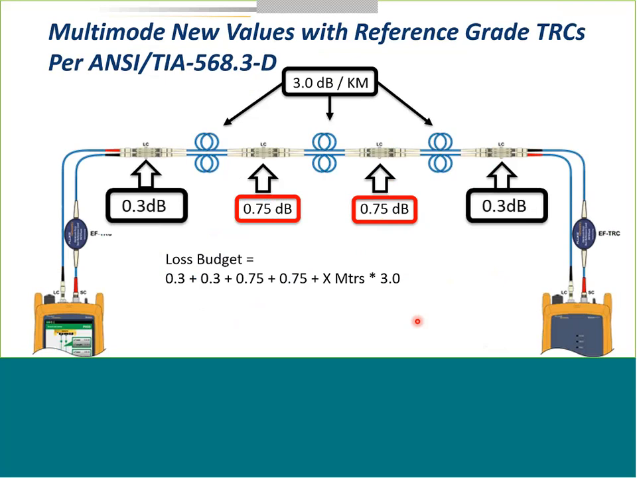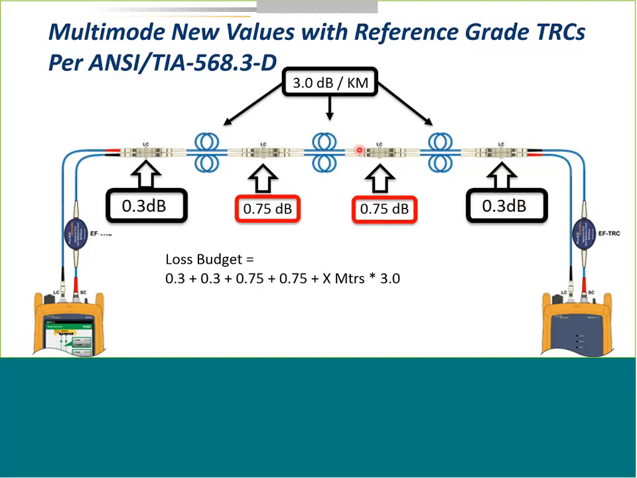Let's take a look at this in a multimode example. Again, this is the ANSI TIA 568.3-D. The new loss budget value for your reference grade to standard grade connection is 0.3 dB. And we send from a reference grade connector, an encircled flux compliant reference grade connector. So we're looking for 0.3 dB here. And on the far end, where we have the reference grade connection to a standard grade connection, we're going to be looking at a value of 0.3 dB.